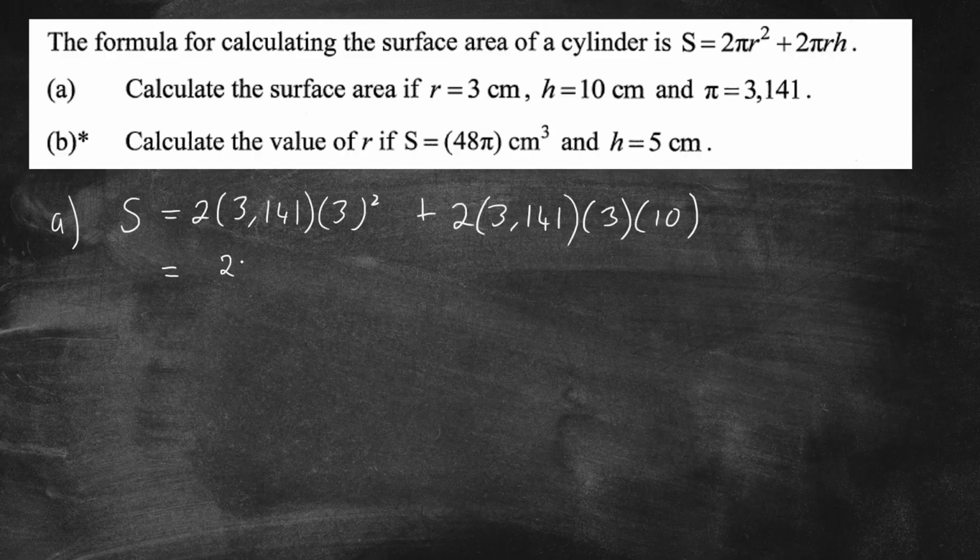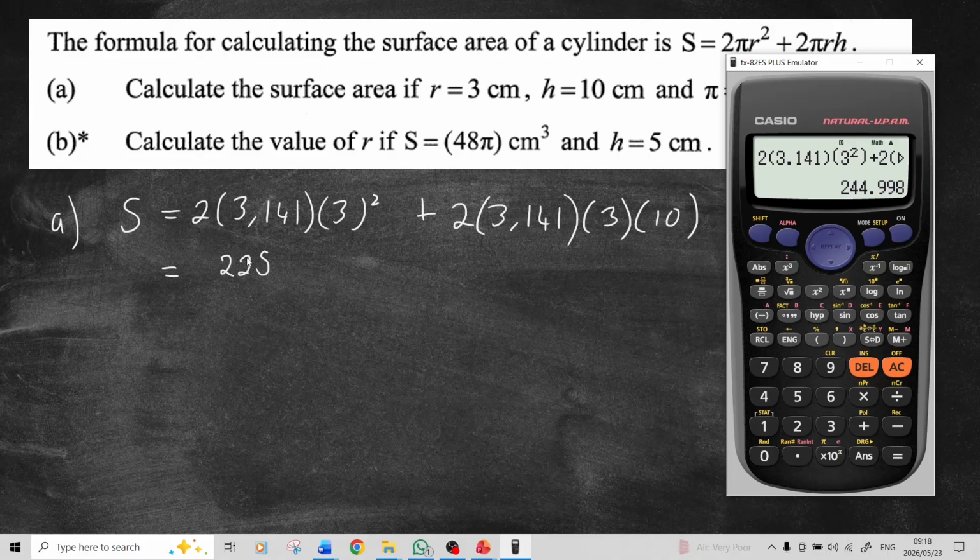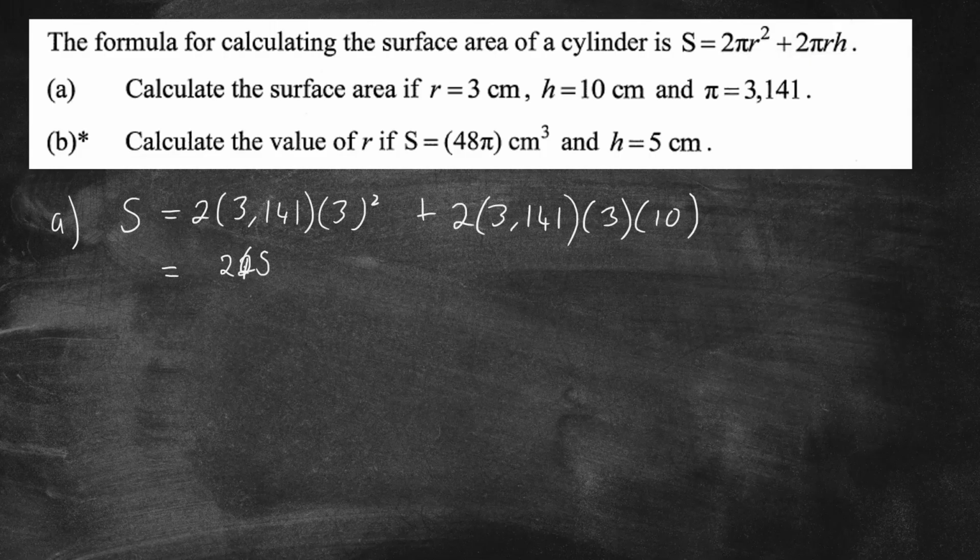Now, is that correct? 245. We round it off. And then this is in centimeters squared because it's a surface area. So that's the unit of measurement.